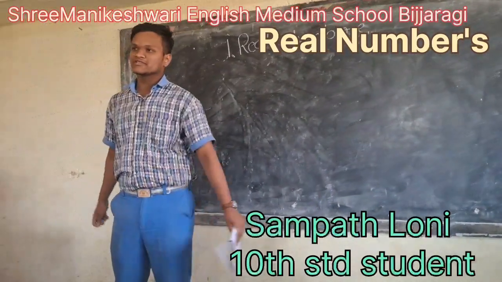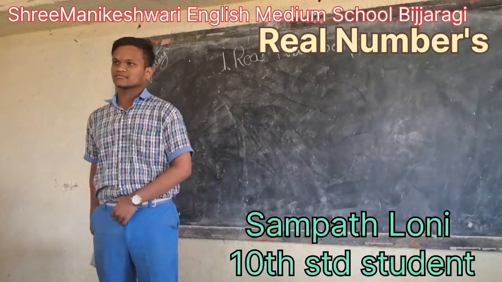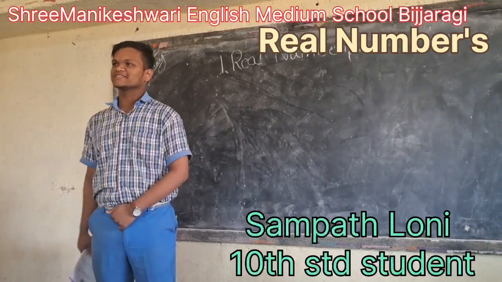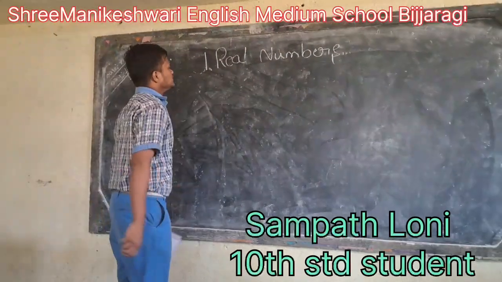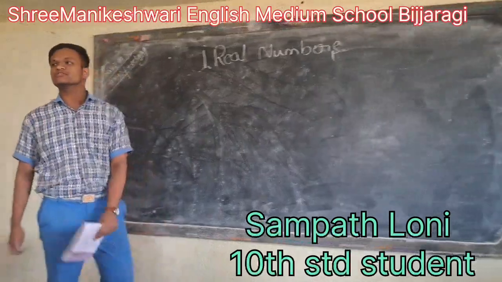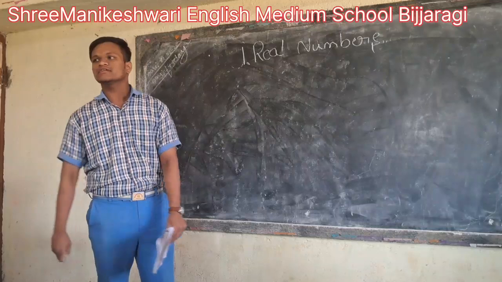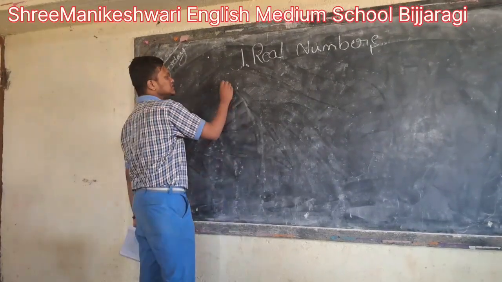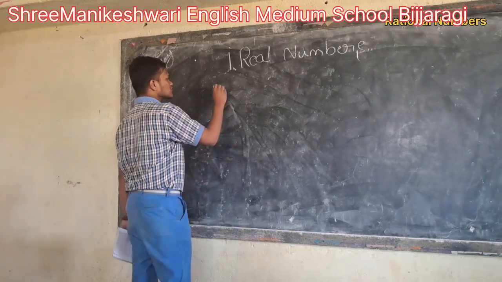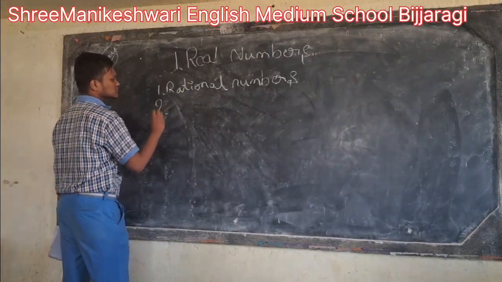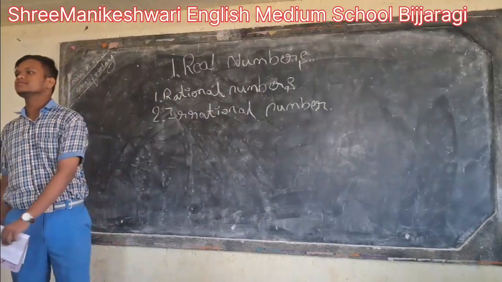Anyone who knows about real numbers? We have learned about this in 9th standard. Then say, what is it? Real numbers are the numbers which come in mathematics in total. In real numbers, we can see two types of numbers. First one is rational numbers, and the second one is irrational numbers.